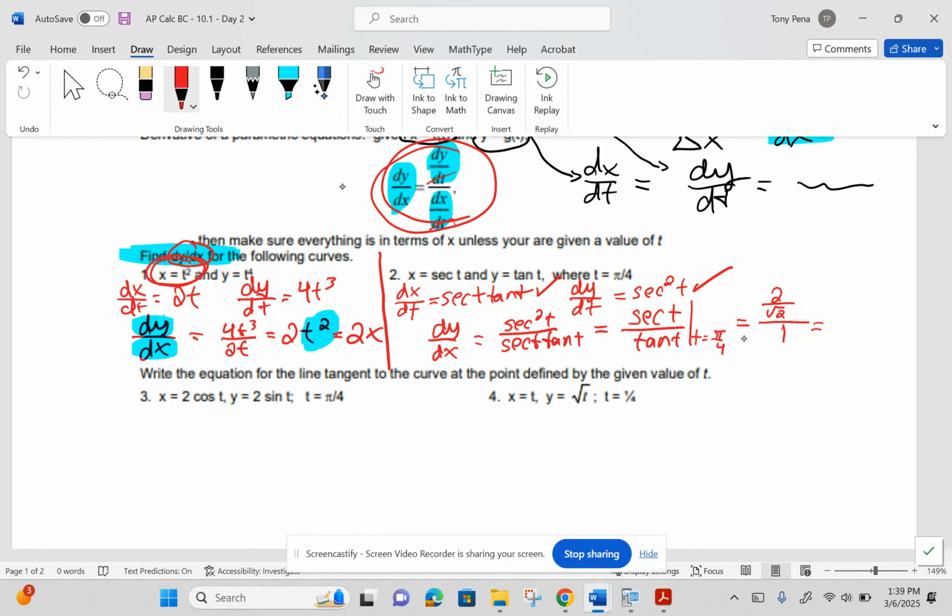Rationalize that. I'm running out of screen up there. Let me do it down here. 2 root 2 over 2 should just simplify to be root 2. All right.